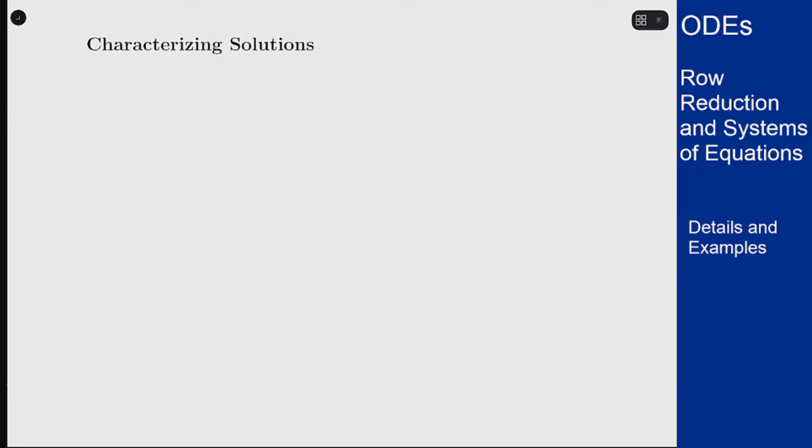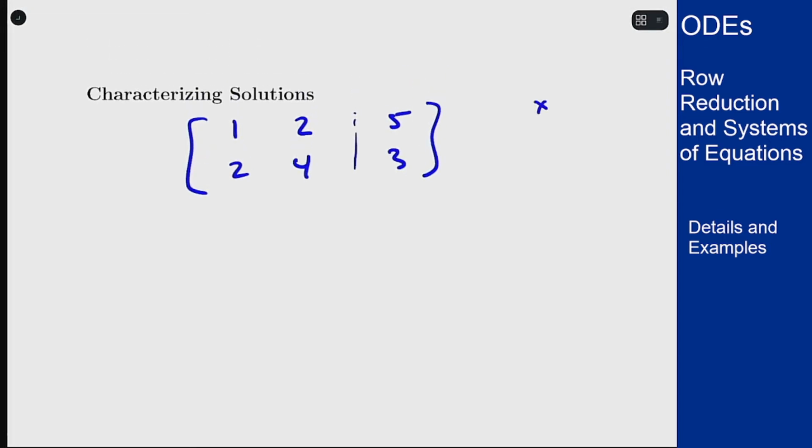So the first example would look something like 1, 2, 5, 2, 4, 3. This is the augmented matrix from the system x1 plus 2x2 is 5, and 2x1 plus 4x2 equals 3, our first situation above. We can now take this to row echelon form. I already have 1 in the top left corner, so I can subtract 2 times row 1 from row 2. Row 2 should be row 2 minus 2 row 1.